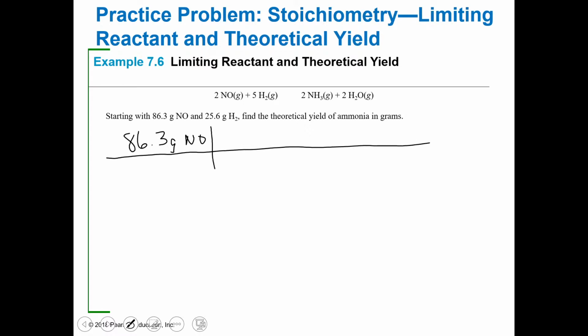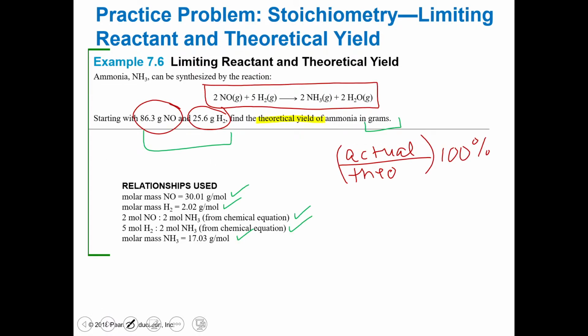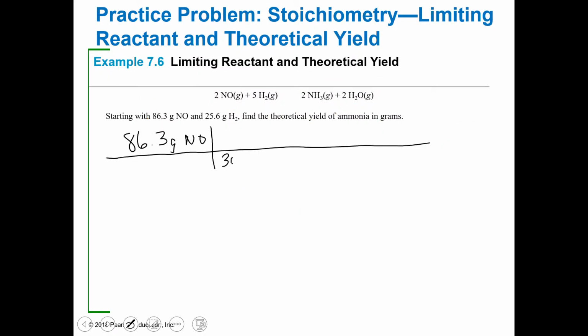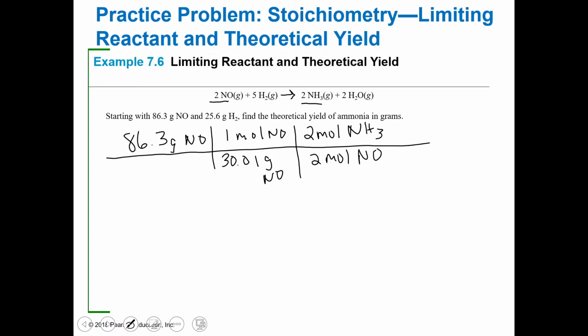I'm going to just quickly look back and see what my molar mass is. It's 30.01. And then I'm going to compare my mole to mole of the nitrogen monoxide to the ammonia. I don't know where my arrow went, so I'll do a little arrow there, sorry. And that's just a 2-to-2 ratio. Okay, and I'm going to stop at moles.